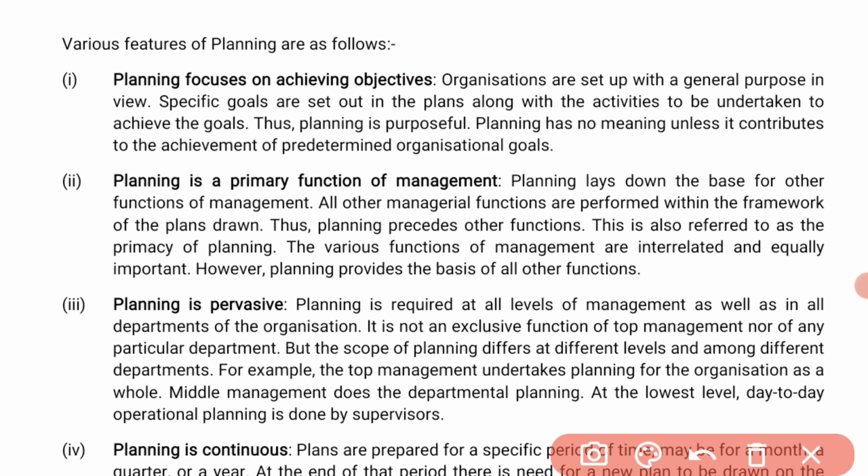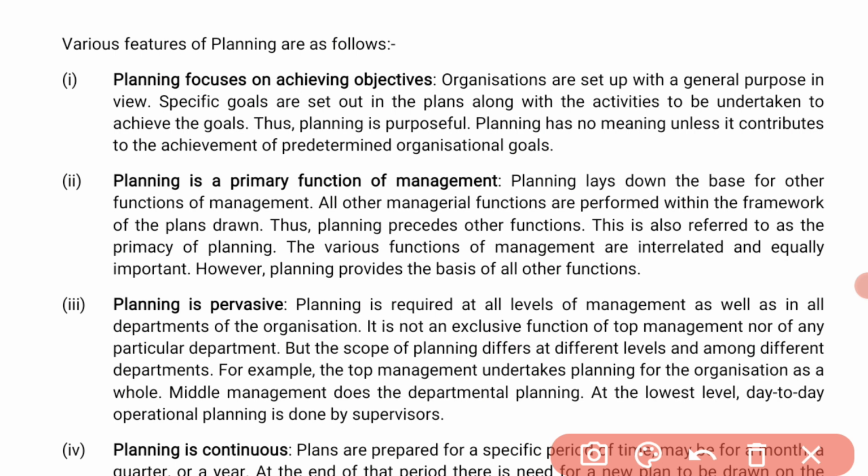Next, planning is a primary function of management. Yes, this is the first function of management. All other managerial functions are performed within the framework of the plans drawn. Planning precedes other functions. So first planning, then the remaining functional activities take place. The various functions of management are interrelated and equally important. However, planning provides the basis of all other functions. So this is a primary function. With the help of this planning function, the remaining functions are provided a basis.